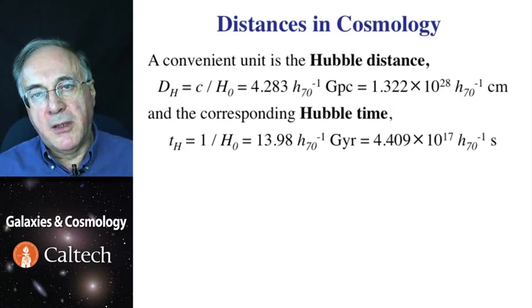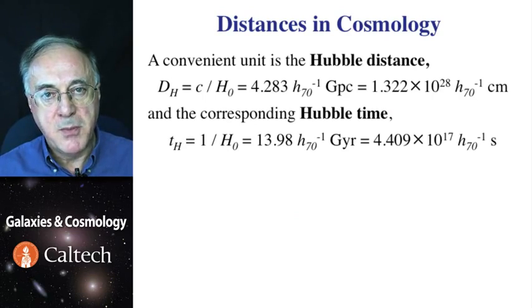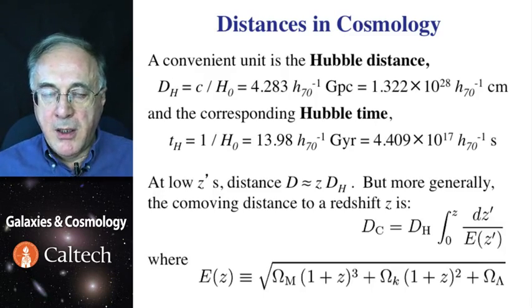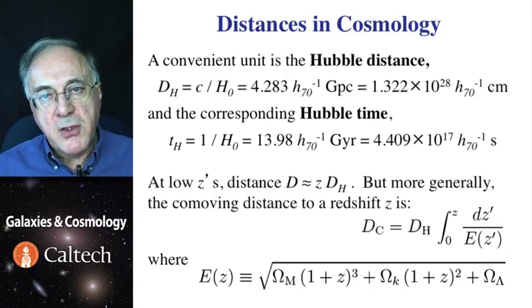A convenient unit of distance is the Hubble distance, which is simply the speed of light divided by the Hubble constant. Recall that the Hubble constant has dimensions of 1 over time, and obviously 1 over the Hubble constant is called Hubble time. In units of Hubble constant of 70 kilometers per second per megaparsec, which is close to its actual measured value, Hubble length is about 4.3 gigaparsecs, and Hubble time is a little shy of 14 billion years, which is actually pretty close to the actual age of the universe. Now, at low redshifts, the expansion is linear. Hubble's law applies, and the distance is simply redshift times the Hubble distance.